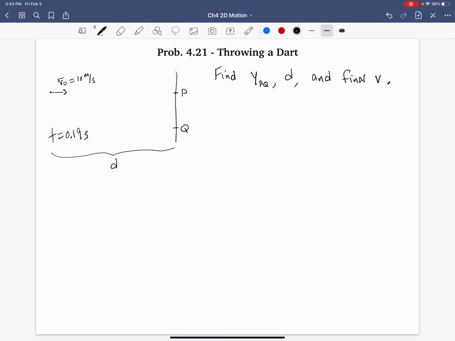All right, welcome everyone. In this example, it's problem 421 in your textbook. It deals with throwing darts towards a dartboard, trying to hit the bullseye, but not quite. So here's the problem.